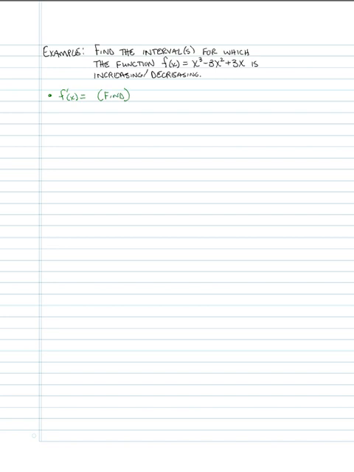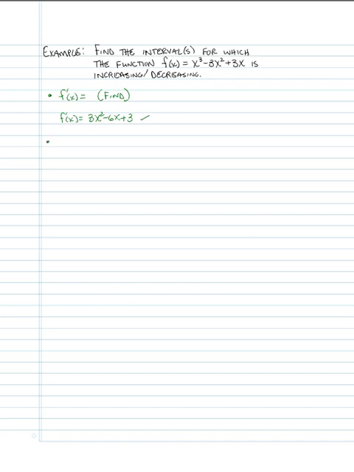Okay, that's step number 1, find the derivative. Well, if we can find the derivative, it's a polynomial, it's going to be pretty easy. What will we get? 3x squared minus 6x plus 3, won't we? So we found the derivative, done.